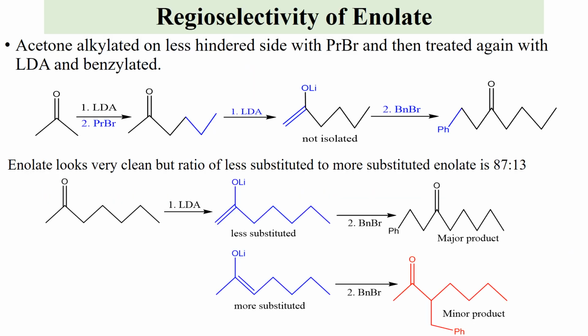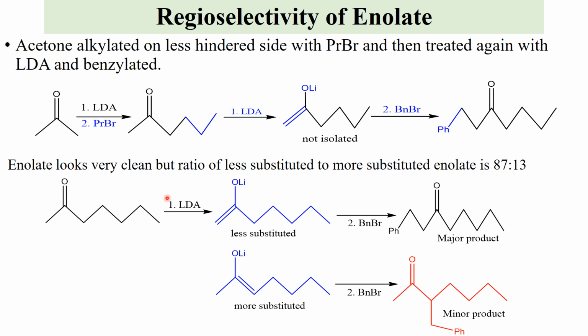Next is the regioselectivity of enolate. Acetone is alkylated on one side by using propyl bromide. It is then again treated with LDA, which is a hindered base, and will form enolate on a less hindered side. That's why benzyl will be added on the other side. As shown here, first propyl is added on one side and then the benzyl will be added on the other side.